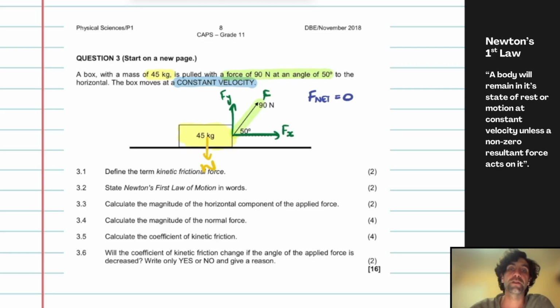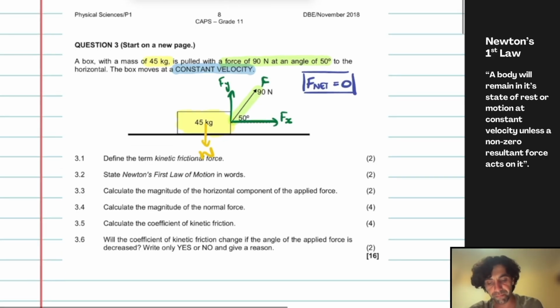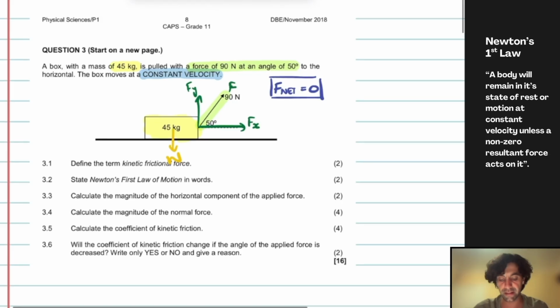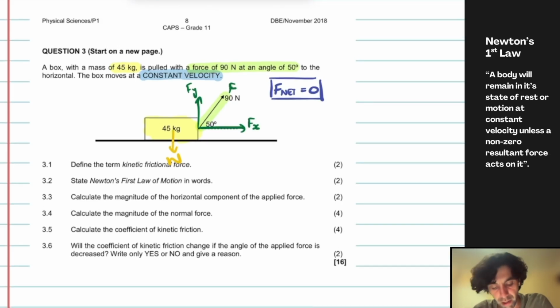Okay, so just bear in mind that whether this box is at rest or it is in constant motion or has constant velocity, our net force will remain to be 0. The box is not going to accelerate unless that net force is greater than 0. Question 3.3 says, calculate the magnitude of the horizontal component of the applied force.